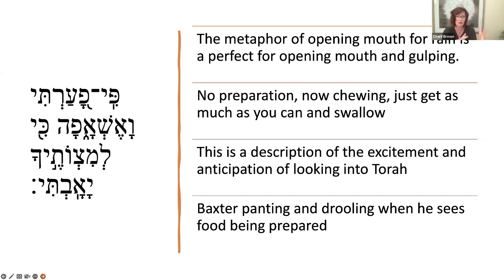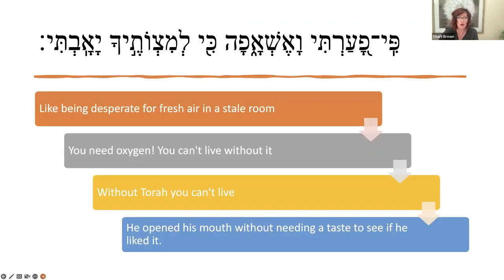That's why the water metaphor is really good when we think about explaining this verse, because it's not talking about chewing, it's not talking about preparation, which would be necessary for food. This is a description of the excitement and the anticipation that we should have looking into Torah. I think of my dog Baxter panting and drooling. When he sees us preparing his food, he starts panting and drooling and he's going to gulp it as fast as he can because he's anticipating the good thing.